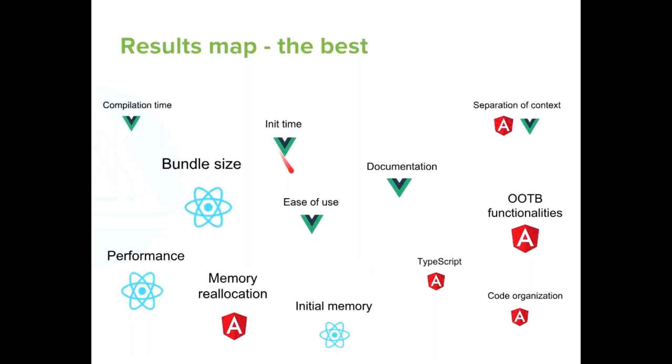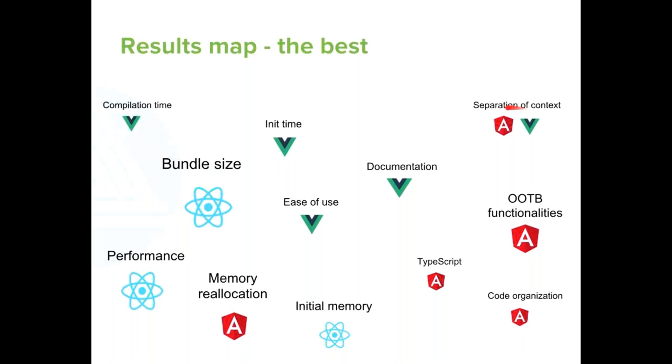Vue was kind of winning in the smaller objective properties. Like the documentation of Vue is really great. It's really complete, and it's really easy to use the framework thanks to that. The ease of use, it's pretty easy. And then it also has the separation of context.